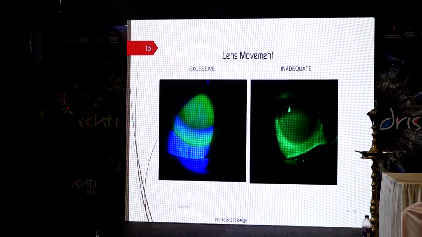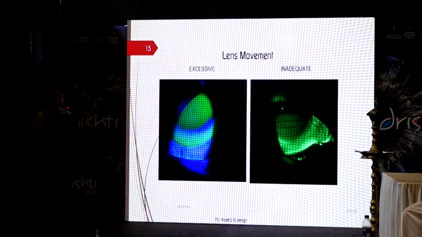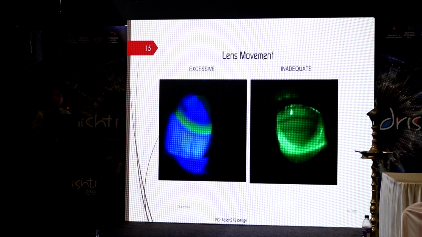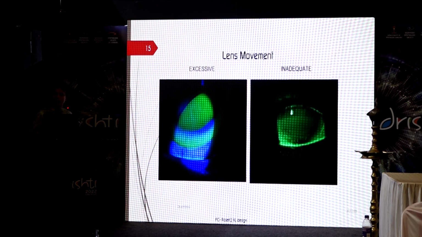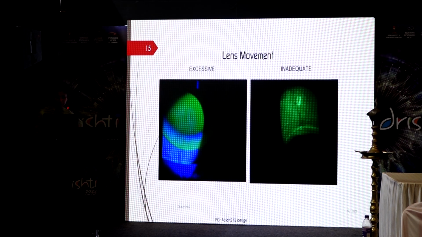So in this case, the left video that you see is a case of excessive lens movement, and the one on the right has hardly any movement. So both are extreme cases. You want just discernible movement in your corneoscleral case.